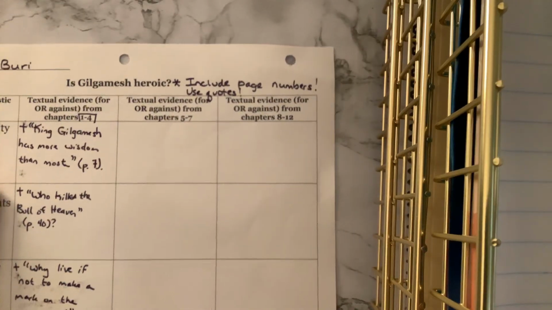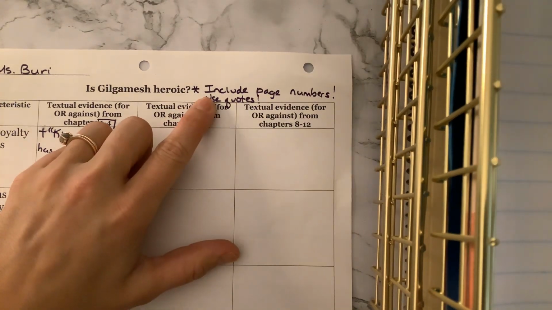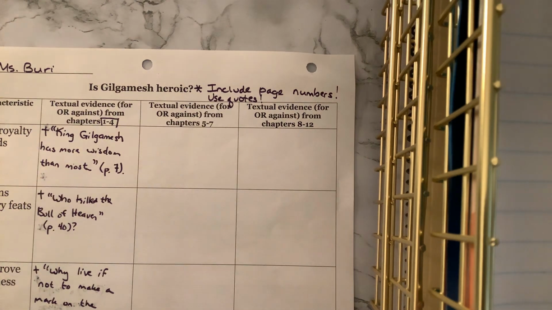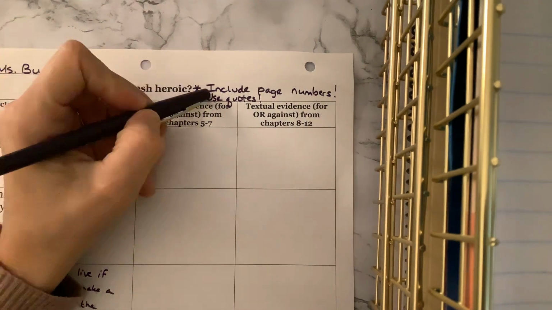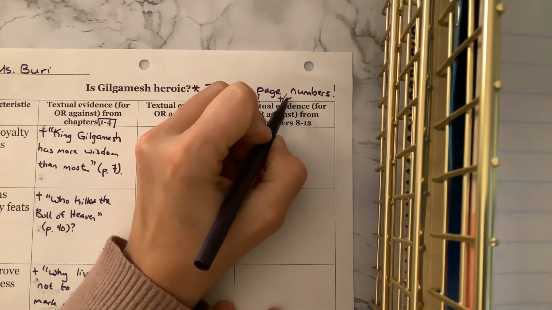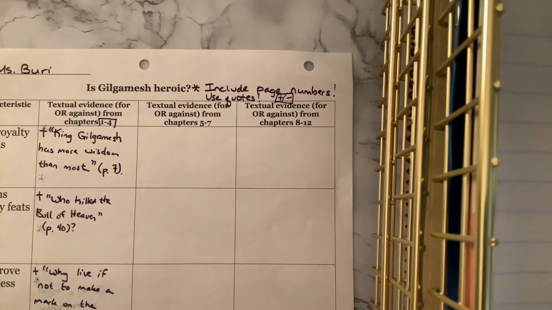A couple of reminders is that we need to include our page numbers, which for the most part, we remembered last time. We needed a couple reminders here and there. We also want to use quotes, which means the author's exact words. We should be considering exactly what the author is stating. And then finally, we want to make sure we have our plus or minus. This is how we show, does Gilgamesh show this characteristic or not? Some of us were confused about that last time. So remember, we're going through and saying, yes, he's showing it, or no, he's not showing it.